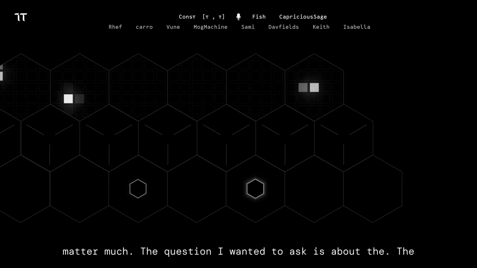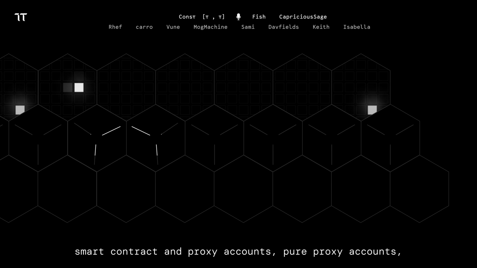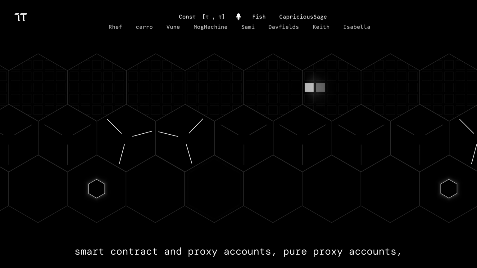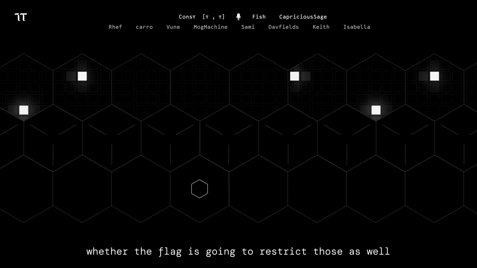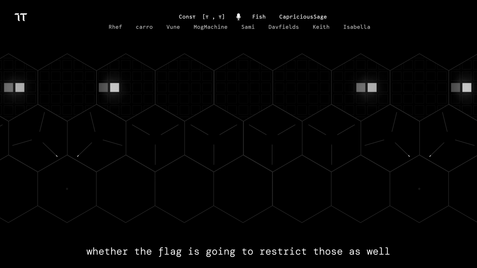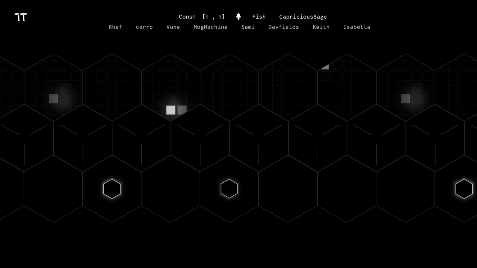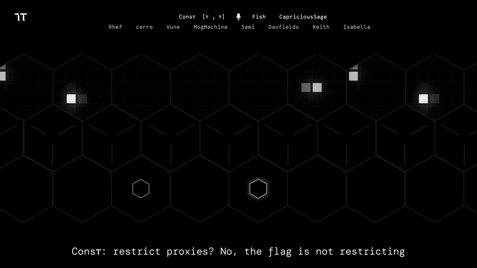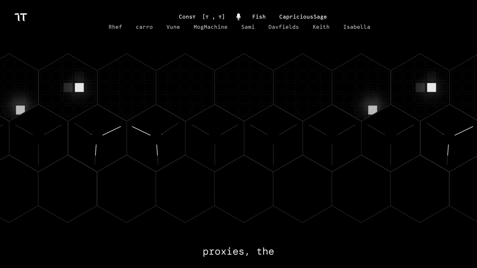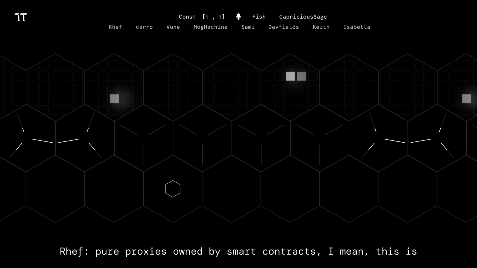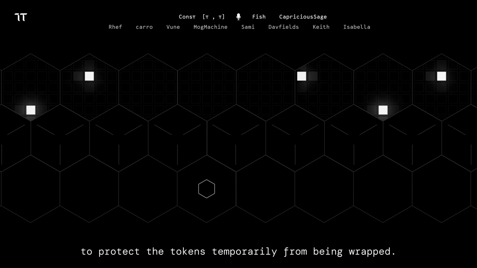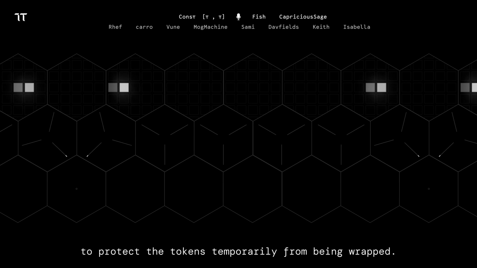The question I wanted to ask is about the smart contract and the proxy accounts, pure proxy accounts. Whether the flag is going to restrict those as well. Restrict proxies? No. The flag is not restricting proxies. The pure proxies owned by smart contracts, I mean. This is to protect the tokens temporarily from being wrapped.